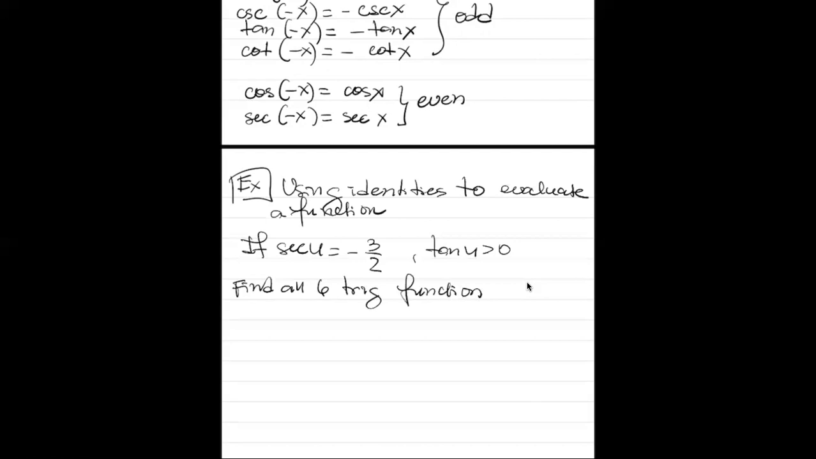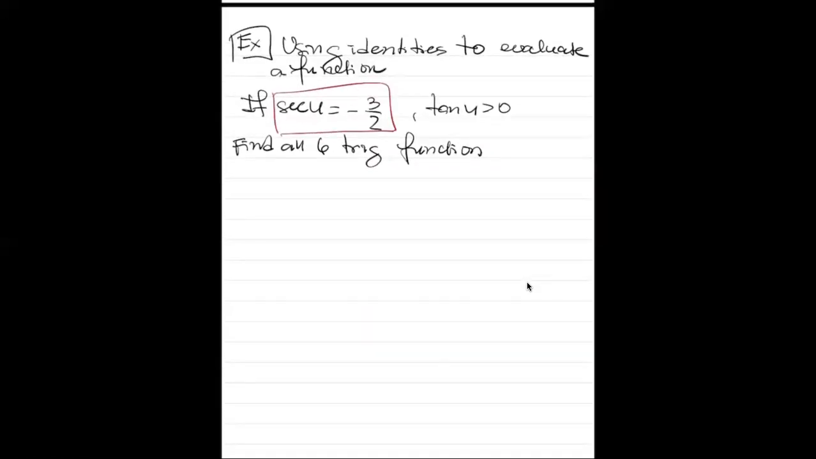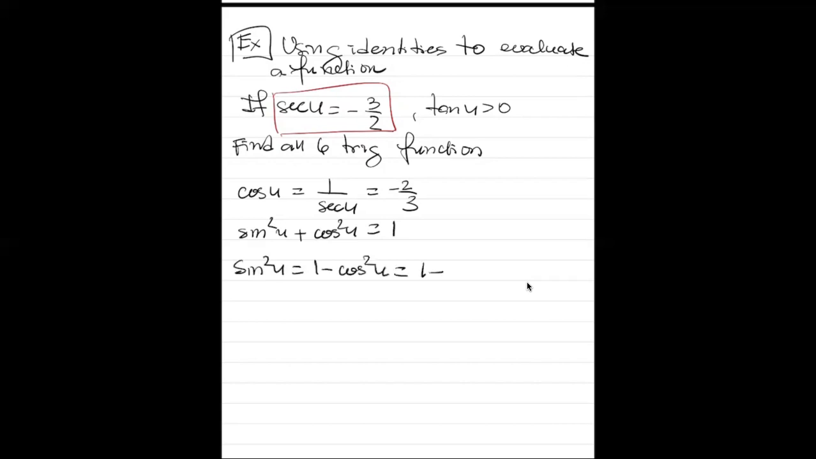So secant is given. What's the first function we can find? Secant is related to the cosine because it's the reciprocal. So we can write the cosine of u is 1 over secant. So the reciprocal will be negative 2/3. So we found cosine. Next thing, we can find sine. From the Pythagorean identity, sine squared of u plus cosine squared of u is 1. Therefore, sine squared of u would be 1 minus cosine squared of u. We substitute. So that's 1 minus 4/9, or 5/9.